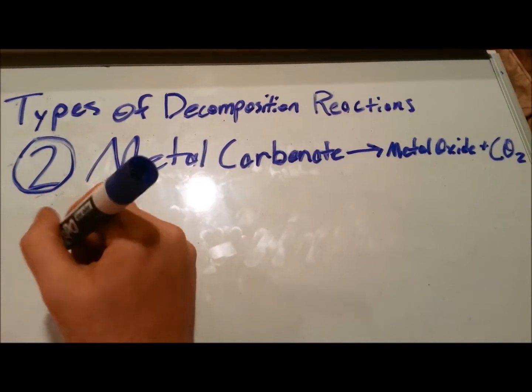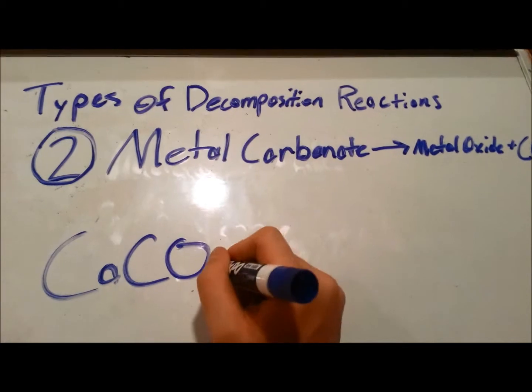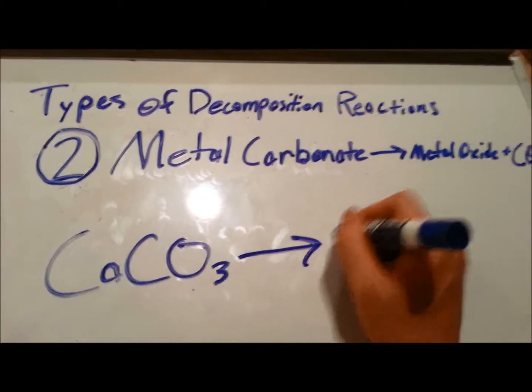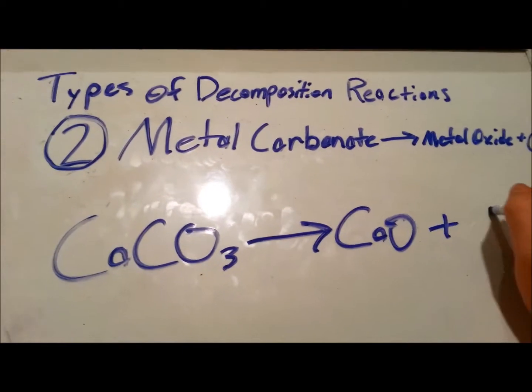The second kind of decomposition reaction is when a metal carbonate breaks apart to form a metal oxide and CO2. Calcium carbonate breaks apart to become calcium oxide and CO2.